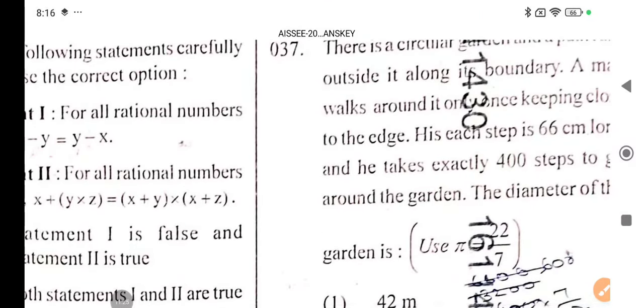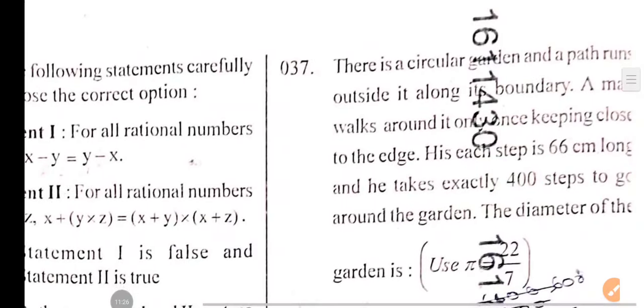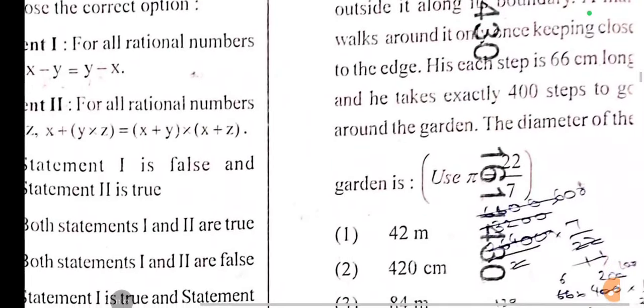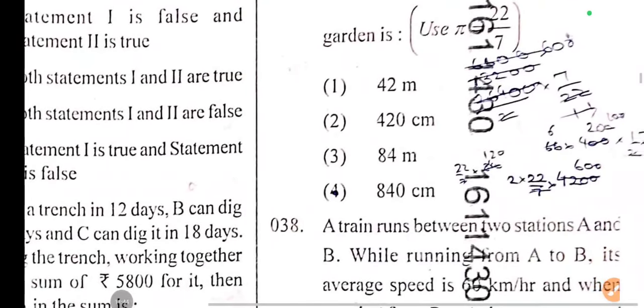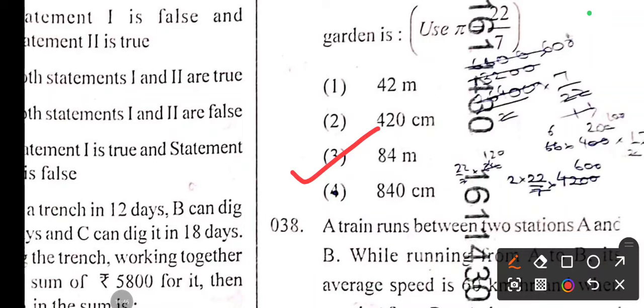Question number 37. There is a circular garden and a path runs outside it along its boundary. A man walks around it once, keeping close to the edge. Each step is 66 centimeter long and he takes exactly 400 steps to go around the garden. The diameter of the garden is option 3, 84 meter.